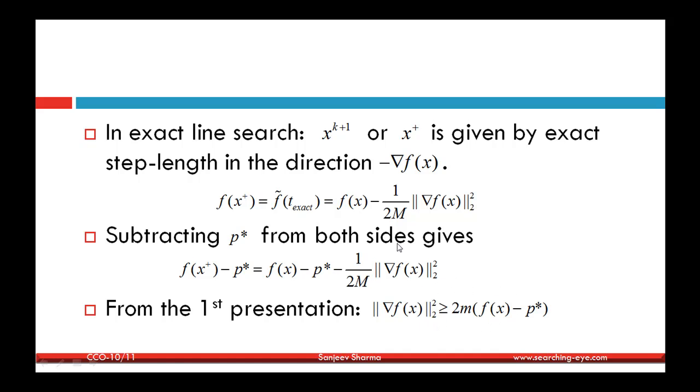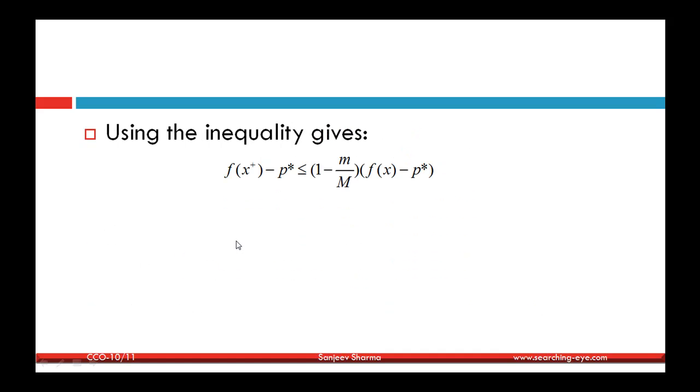So substituting this in this equation will give us the inequality, which is f of x plus minus p star is less than or equal to 1 minus m over M times f of x minus p star. So it means that if we are at x, suppose at iteration k, we have f of x minus p star, then f of x_{k+1} minus p star is going to be less than or equal to 1 minus m over M times f of x_k minus p star.